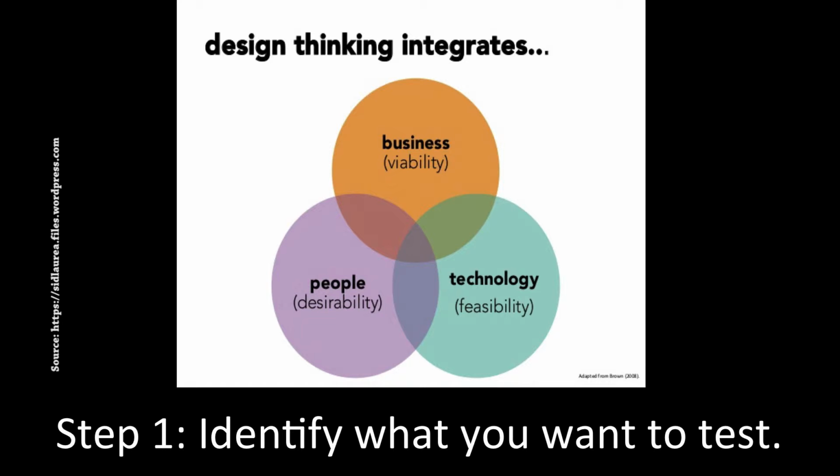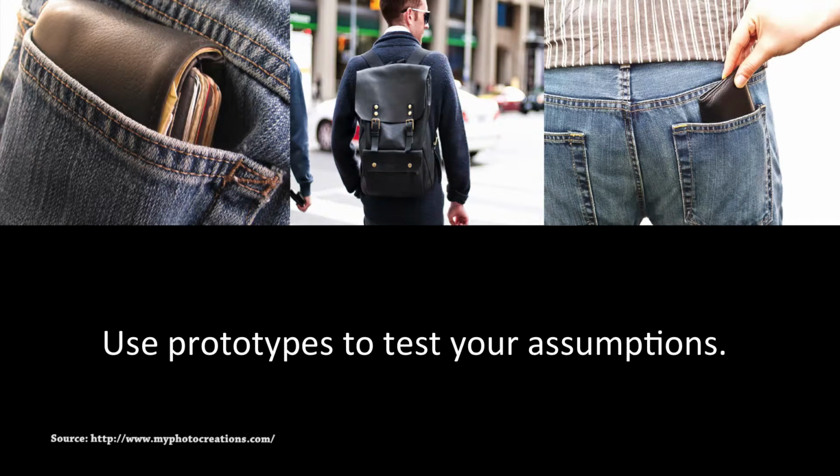with each prototype. For example, if we are creating an anti-theft wallet, we might assume that users will keep the wallet in their pants pocket. But what if that's not true? That is an assumption we need to test. So, we might create one prototype of the physical wallet to give it to the users to see where they store the wallet.